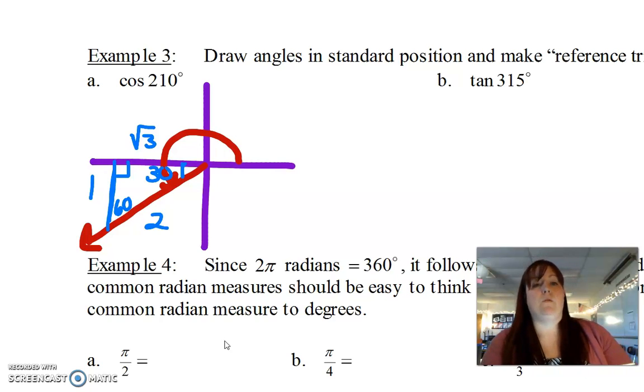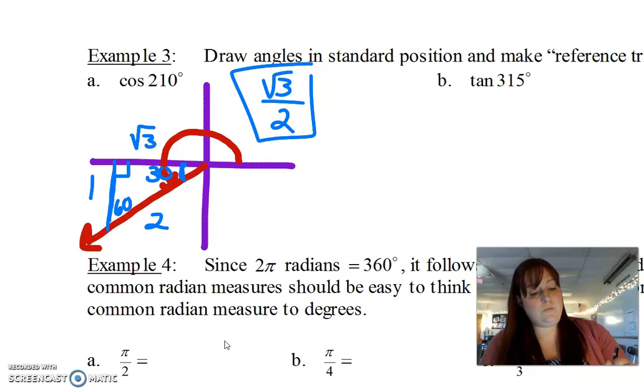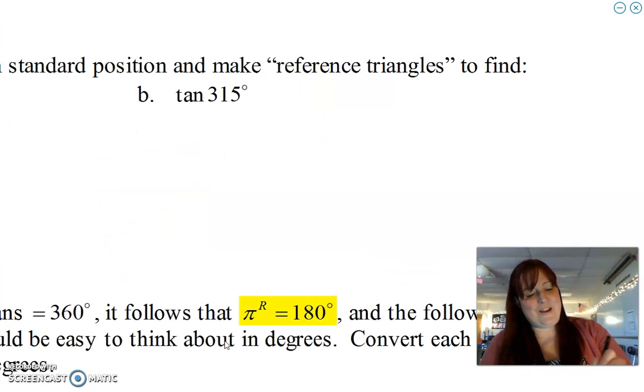So what is cosine of 210? Here's our reference angle right here. Cosine is adjacent over hypotenuse. So adjacent is root 3 and hypotenuse is 2. And, guess what I forgot? That root 3 is negative because that's negative, and this 1 is also negative. So this is going to be a negative root 3 over 2, because remember, our x's and y's can be negative, but our radius, or our hypotenuse, is never negative. So cosine of 210 is negative root 3 over 2. You might remember that from the unit circle. Hopefully. Probably not.